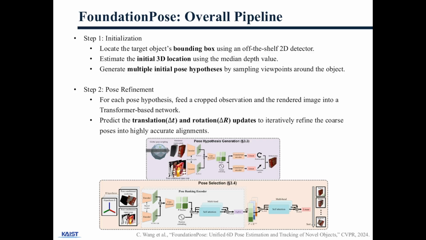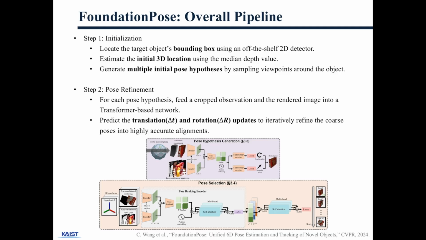Now let's go through the overall pipeline of FoundationPose. The first step is initialization. Here, we first detect the object's bounding box using a standard two-dimensional detector. Then, we estimate an initial three-dimensional position using depth information. After that, the system generates multiple pose hypotheses by sampling different viewpoints around the object.